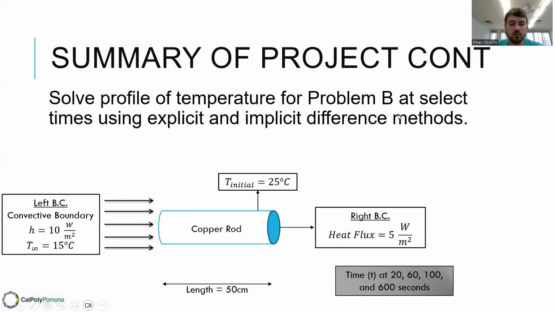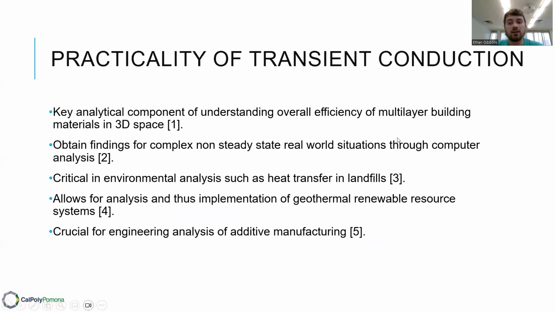Now for problem B, we just have different boundary conditions. On the left, we have a convective boundary, and on the right, we have a constant heat flux. And we will still be doing the same analysis of the profile of temperature at the same times using explicit and implicit difference methods. Now, the practicality of transient conduction in today's society is very important.